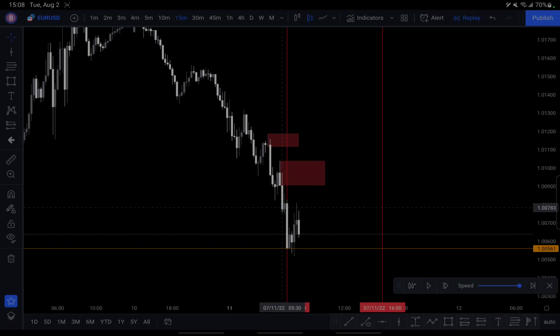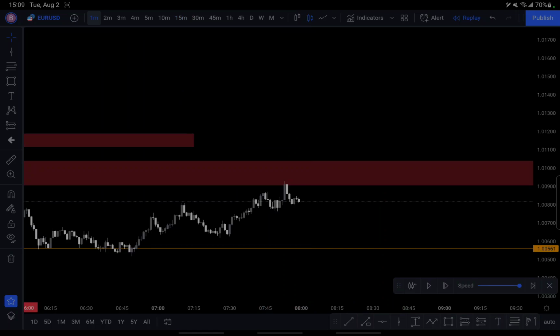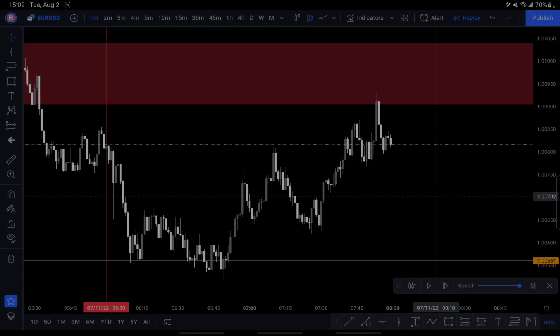So price entered this supply zone. Is it gonna break through and then hit my zone, or is it gonna just use that one to take price lower? Okay, so price did break through this supply zone, came to enter my POI here. I'm gonna drop down to the 1 minute. So I will be looking for Wyckoff for confirmation.